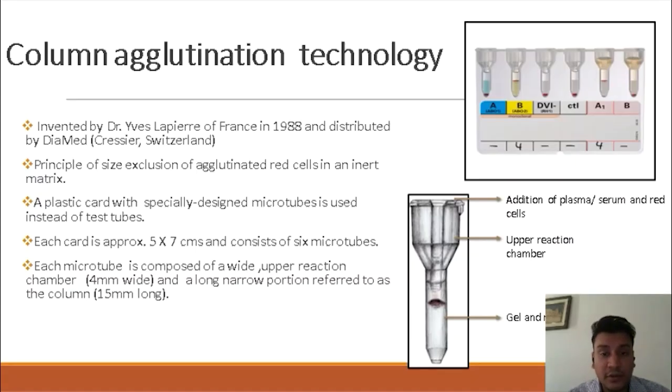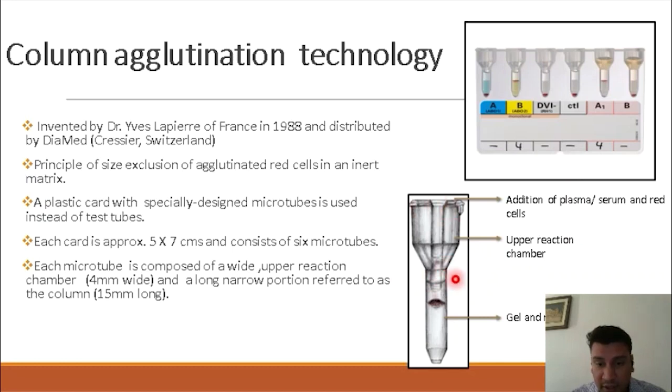Next is column agglutination technology, which was invented by Dr. Lapierre in 1988 and initially distributed by DiaMed. It consists of specially designed microtubes, 6 microtubes fixed on a plastic card, which is approximately 5 to 7 centimeters. Its principle is size exclusion of agglutinated red cells in an inert matrix. I will explain this further in detail, but first let us discuss the structure of this microtube.